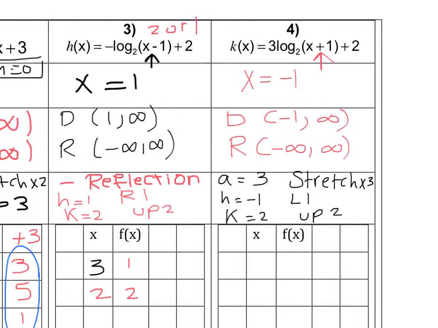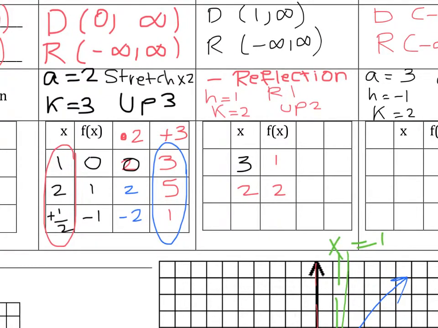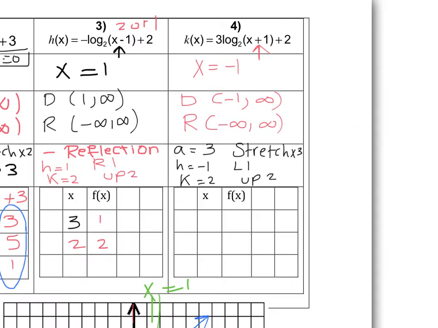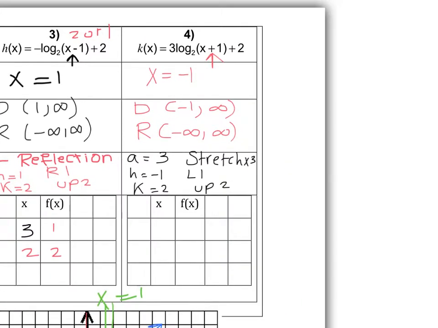Now for the table, you can use any method you like. You can do this method, which is basically depending on the parent function and applying the transformation, or you can just plug in different values. So I'm going to use the method of plugging different values. Now, I'm going to ask myself, what should x be so the inside would be a 1? If x is 0, so let's put in x equals 0 and let's show the work.